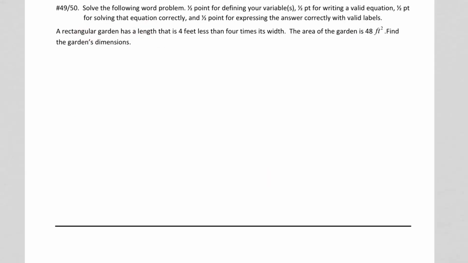Okay, we have a rectangular garden, so let's start by drawing that garden. And we have x for the width, and the length is 4 feet less than 4 times the width. Well, 4 times this is 4x, and it's 4 feet less than that. So that's the length. And the area is 48. Well, for a rectangle, you multiply the length and width to get the area.